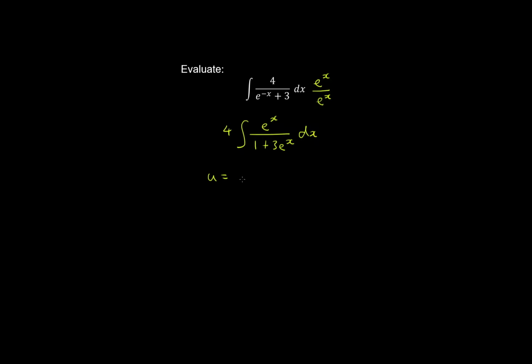And now we can set u equal to 1 plus 3e to the x, and therefore du is 3e to the x dx, and this integral becomes 4 by the integral of 1/3 du, so divide by 3, and then in the denominator we have u. So that's equal to 4/3 by the natural log of u, which is 1 plus 3e to the x, plus the constant of integration.